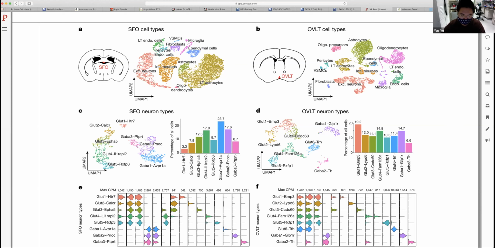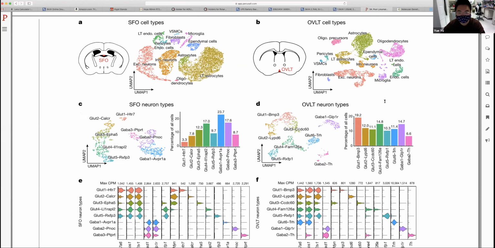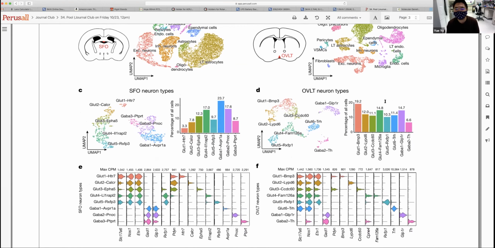So overall, they're able to identify, I think, 5 excitatory and 3 inhibitory neuron groups in SFO, whereas there are 6 excitatory and 2 inhibitory subgroups in the OVLT region. And then in E and F, they try to map out these excitatory neuron groups and find gene markers for them. So it's a very typical single cell RNA-seq analysis.